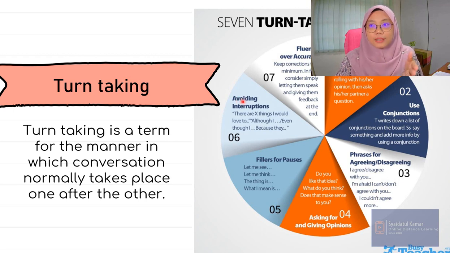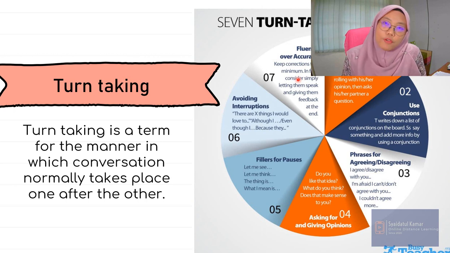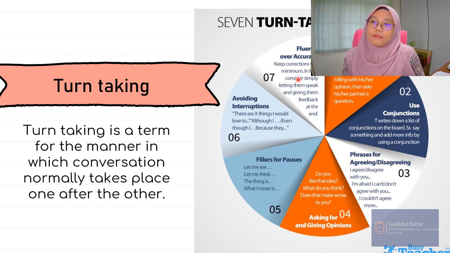And the next strategy is avoiding interruptions. Okay, and next, fluency over accuracy. So keep corrections to a minimum. So when you misspeak or have a slip of the tongue, instead of correcting it over and over, saying I'm sorry, you just go ahead and present your opinion. I think people can understand a few slips of the tongue, right?